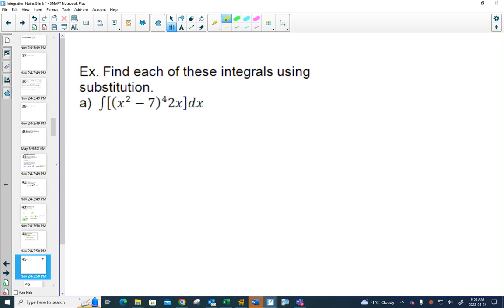Highlighting from before, you would look at this question, you'd say, I need to integrate, and I notice that I have this function inside of the other function, and its derivative is present. So the technique for substitution is you say, let u equal that inside function, x squared minus 7.